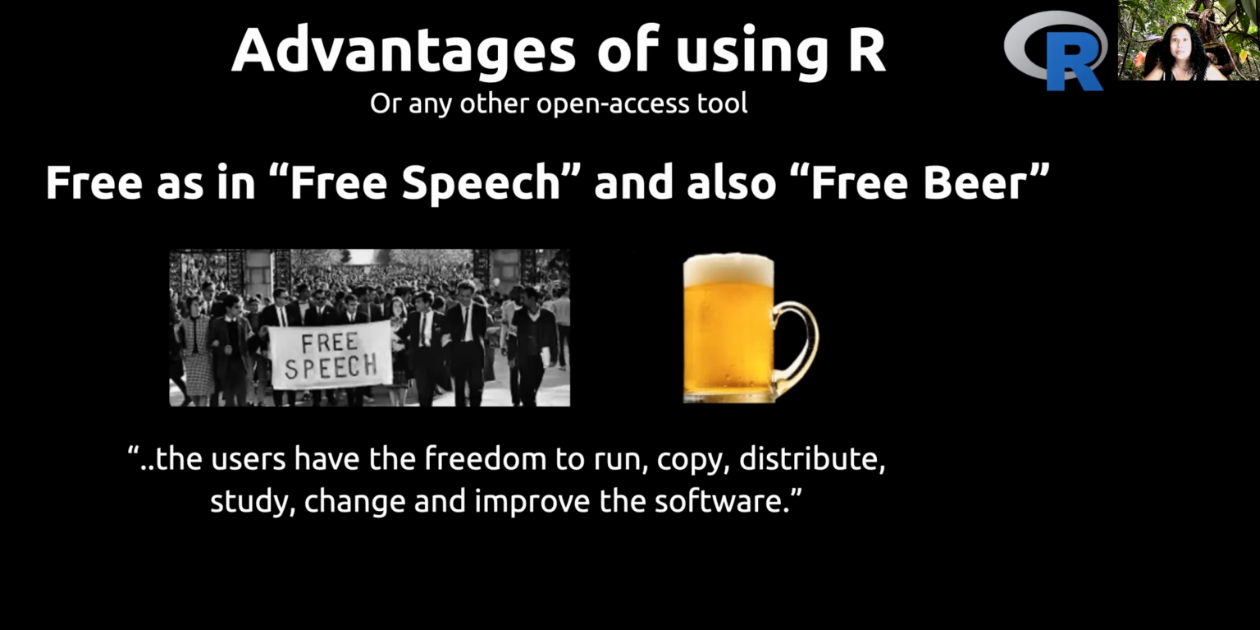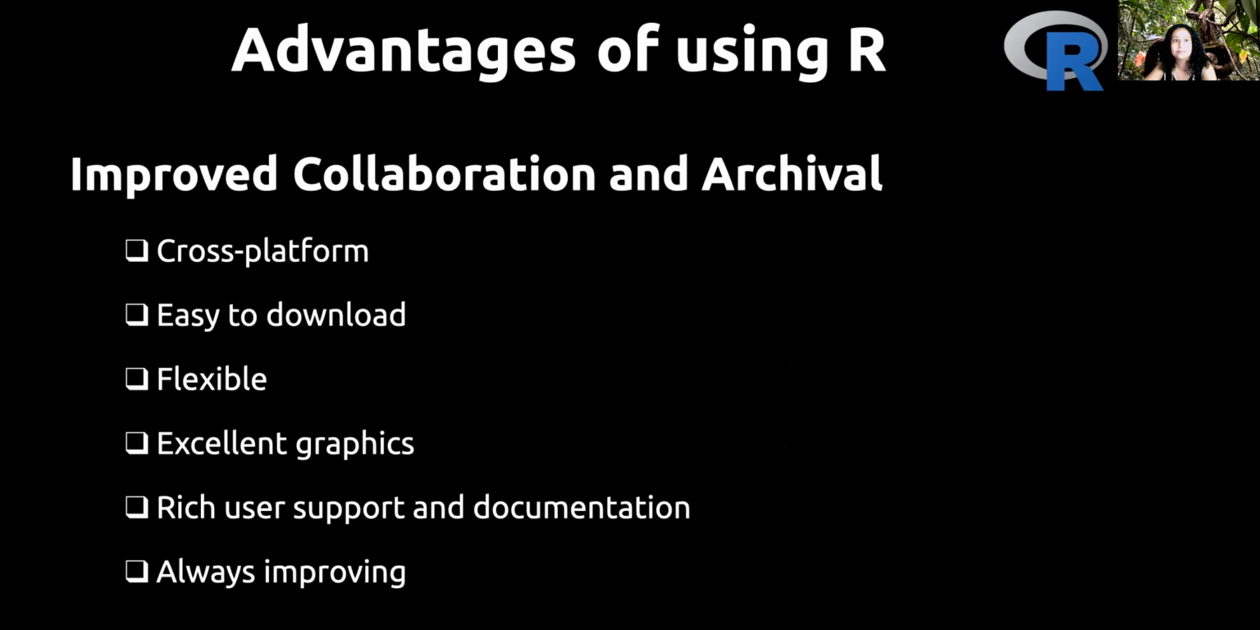One of the many advantages of using R is that it's free, both as in free speech and also as in free beer. The users have the freedom to run, copy, distribute, study, change, and improve the software. So not only can you download it free from the internet, you can also develop your own libraries and packages, and fix bugs in other people's packages. So you can contribute in many ways to the improvement of this language.